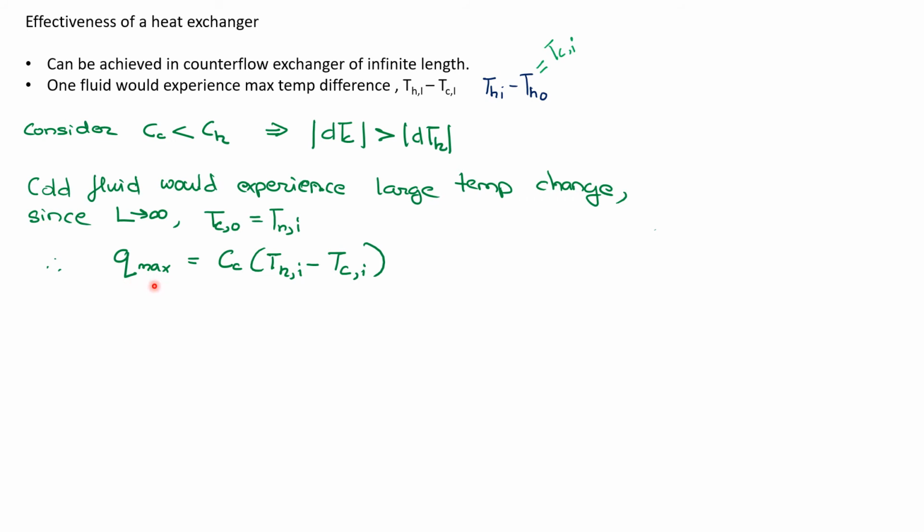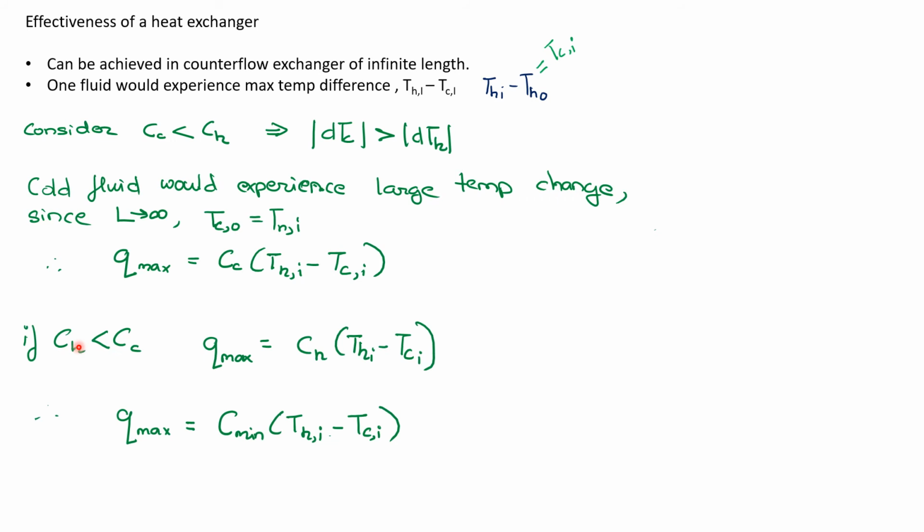So that means that your maximum heat transfer rate will be your heat capacity Cc times Thi minus Tci. And if the maximum temperature change is for the hot fluid, that means if your Cc is larger than Ch, that means that your maximum heat transfer rate will be Ch times Thi minus Tci. So if we generalize this, we can say that our maximum heat transfer rate is equal to Cmin times Thi minus Tci. So Thi minus Tci is the maximum temperature difference that can be achieved by any fluid in the heat exchanger. Your hot fluid cannot be colder than the cold fluid flowing, or your cold fluid cannot be hotter than the hot fluid.